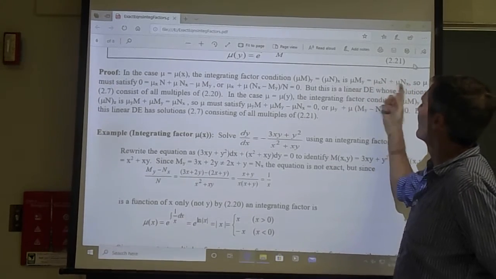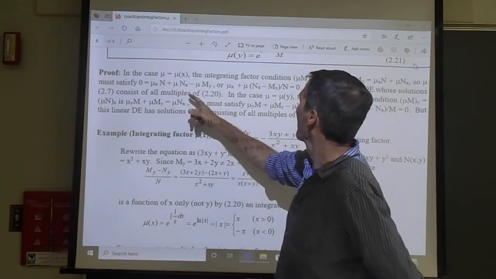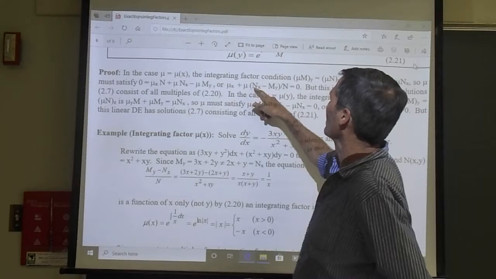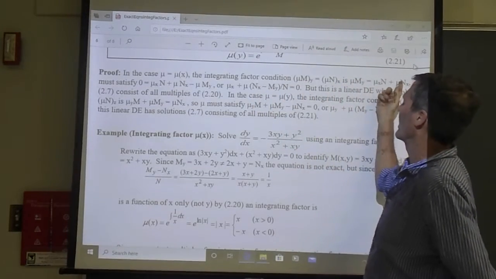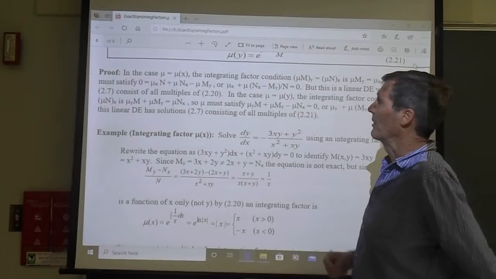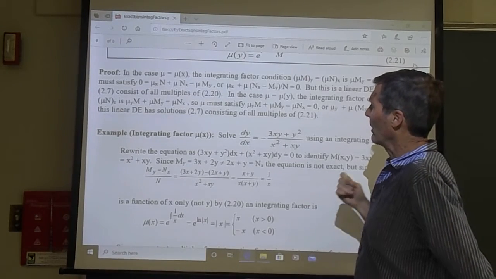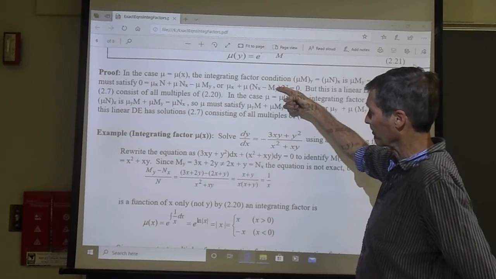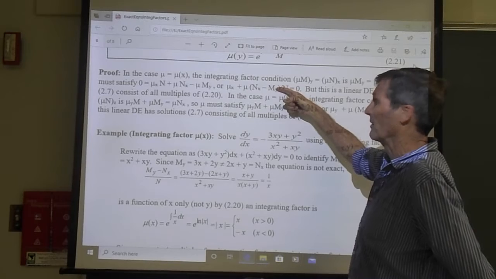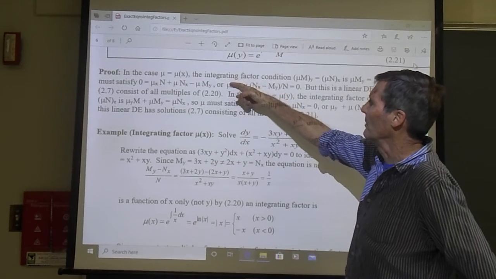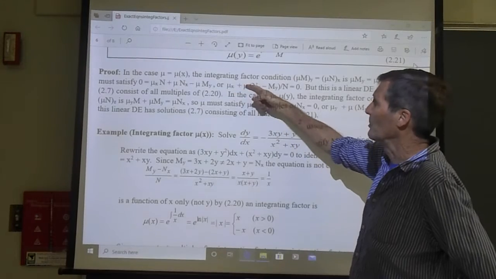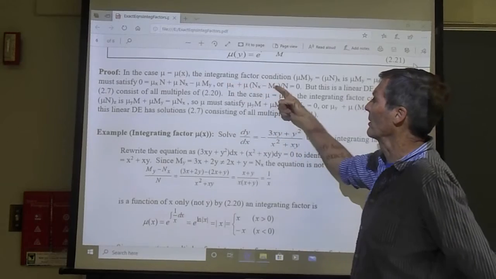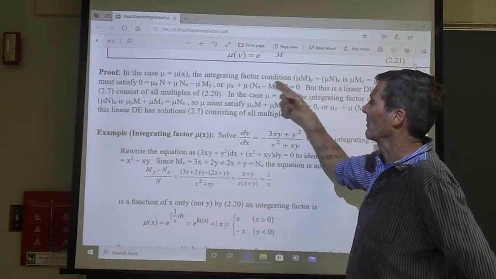Now you can rewrite this, with a little algebra, as μ_x plus μ times (N_x minus M_y) over N equals 0. Just a little algebra from this one to this one. And then recognize, wait a minute, treating y as a constant, this is actually a linear equation in μ as a function of x. This is dμ/dx plus μ times a function of x only equals 0. Provided this is only a function of x, this is a linear equation for μ as a function of x.